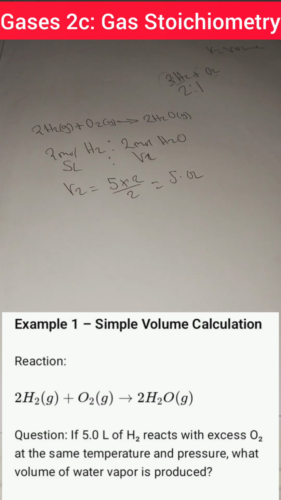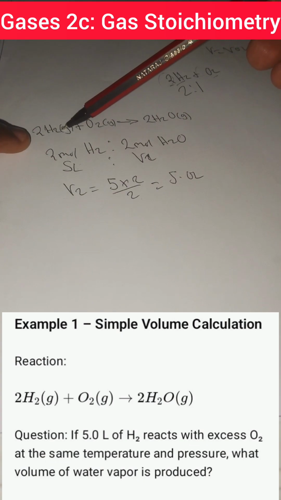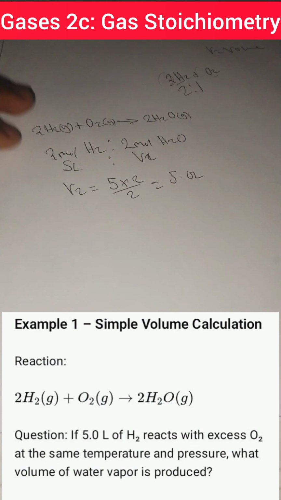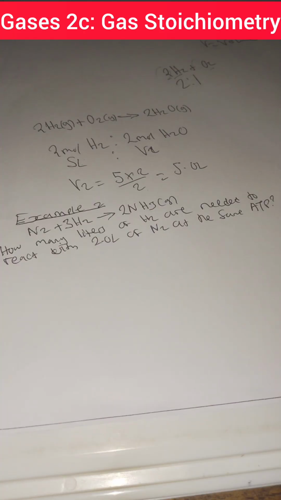As you can see, I just used the mole ratios, the 2 moles and the 2 moles here, and the volume. Sometimes you can also be asked to calculate the volume of oxygen that was reacting, because you have the volume of hydrogen and the mole ratios. As long as you have one volume, it's easy to find another volume. So let's go ahead and solve example 2.